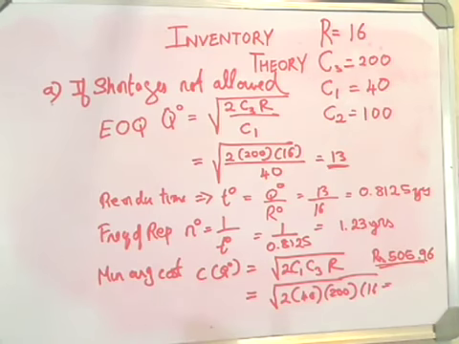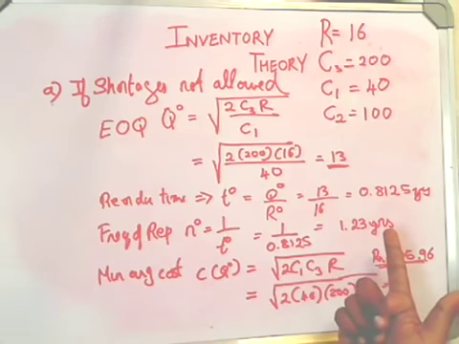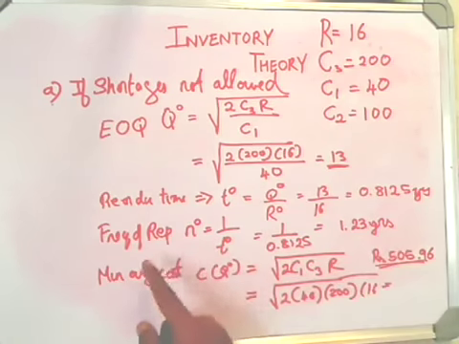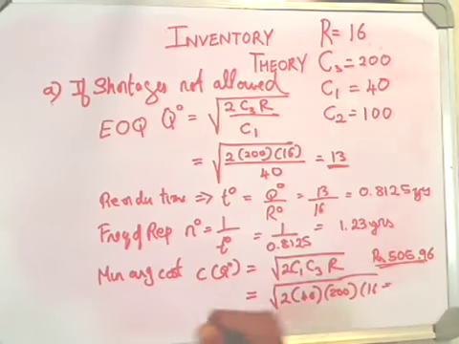Economic order quantity would be the best possible order that you can place at the least possible price. Then reorder time. How often do you reorder? That is how long does it take? 8.8125 years. Sorry, frequency of the replenishment. That is how often do you have to get this 13 the quantity back into your stock regularly. Minimum average cost. How much does it cost you for placing this order?